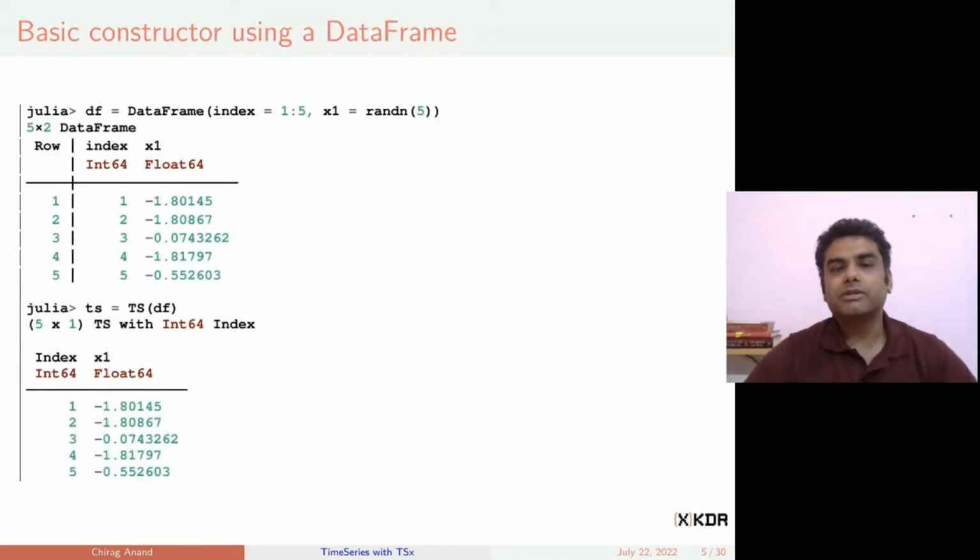The basic constructor of a TS object just uses a data frame as the first argument. The first column of the data frame is assumed to be the index of the data. If it is different, then it can be provided as the second argument.